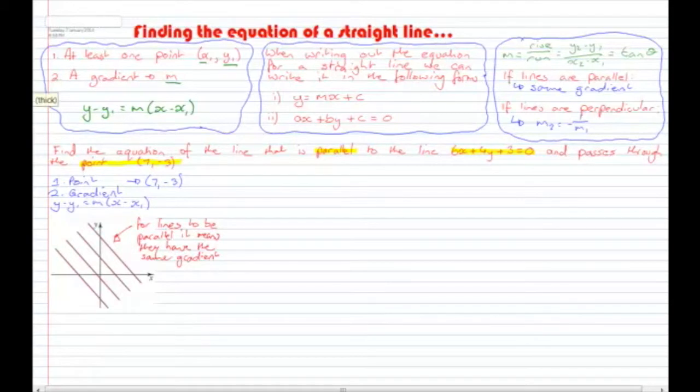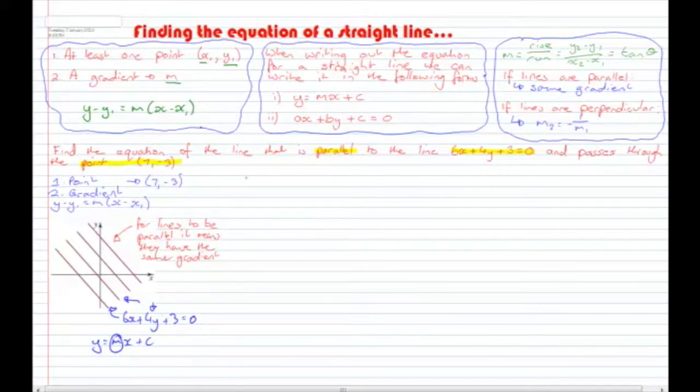Right, so what does that mean for this? Well, it means that if one of these lines, for example, had the equation 6x plus 4y plus 3 equals 0, and the line that we're looking for has the same gradient as that, but goes through a different point, say 7, negative 3, it means that this one has the same gradient as this line here. And how do we find the gradient of this line? Well, we need to put it into y equals mx plus c form, and this m value will tell us the value of the gradient.